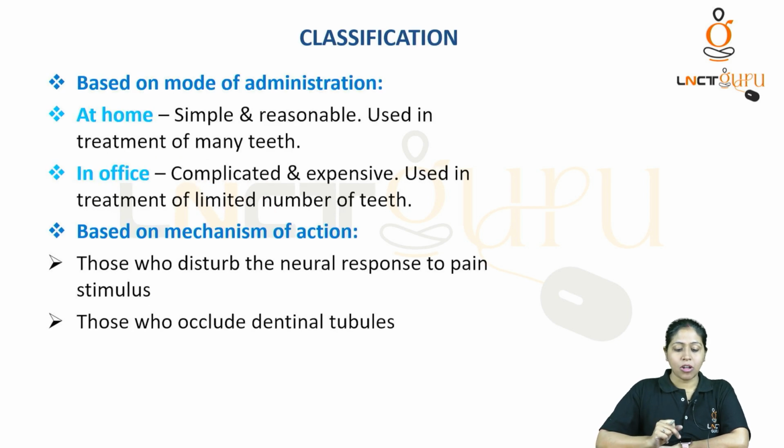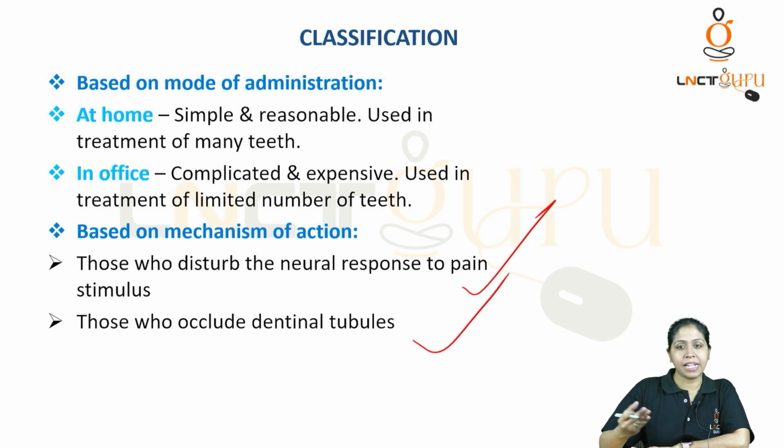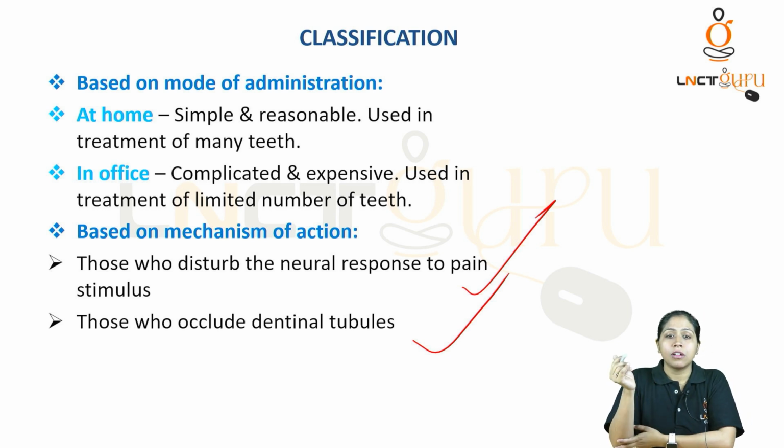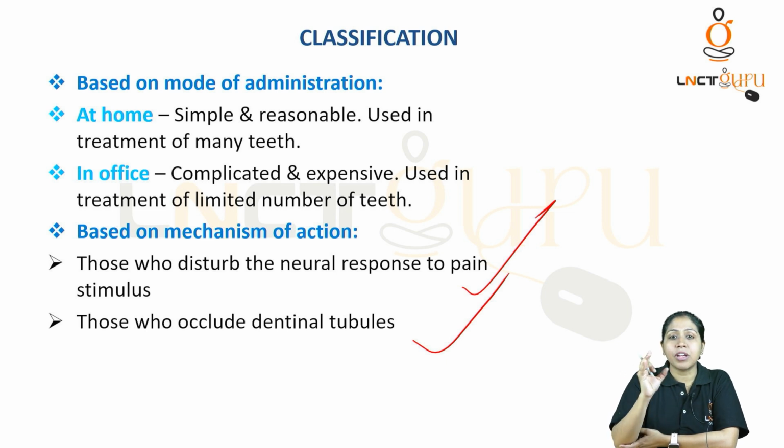Now, according to the classification, the administration can be at home or in office, and on the basis of mechanism, which disturb the neural response to pain stimuli and which occlude the dentinal tubules. On the basis of these two, various agents are classified, right? Some will disturb the neural response, so there won't be any further neural activity in the tubule, but some will occlude the dentinal tubules, which we presume is more effective, as we are not causing any harm to the nerves.